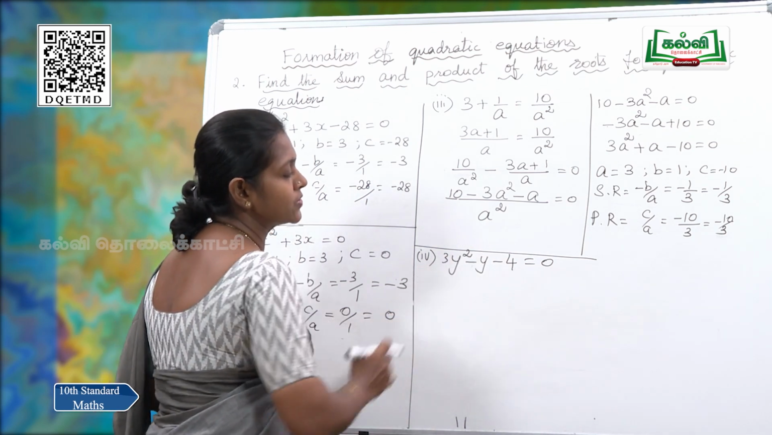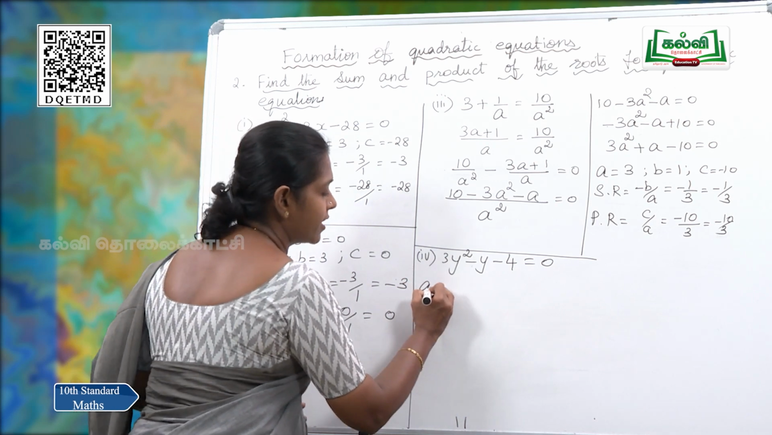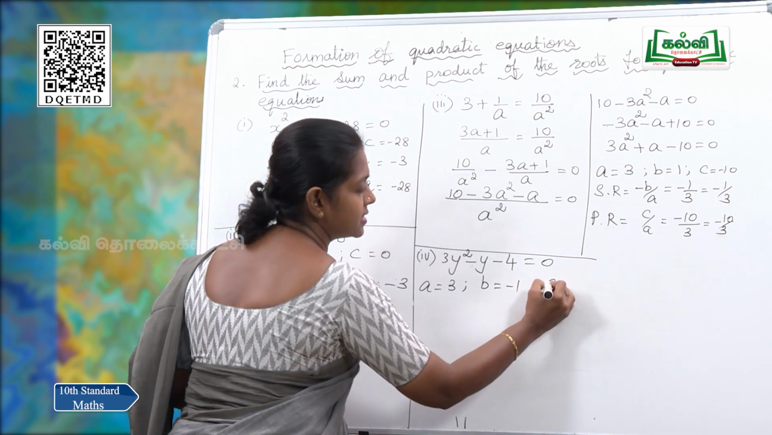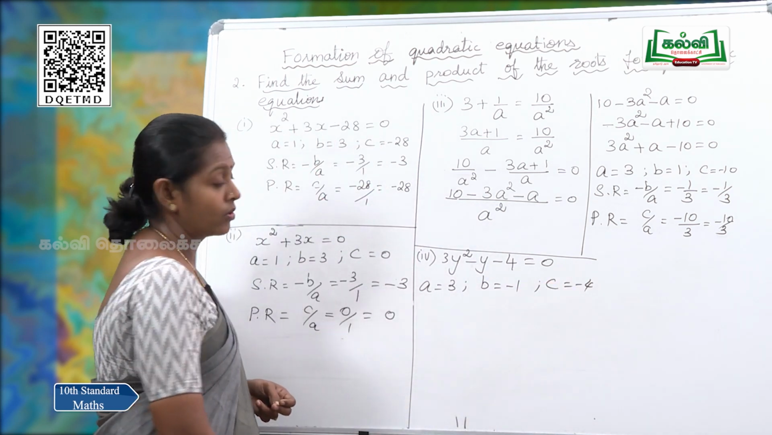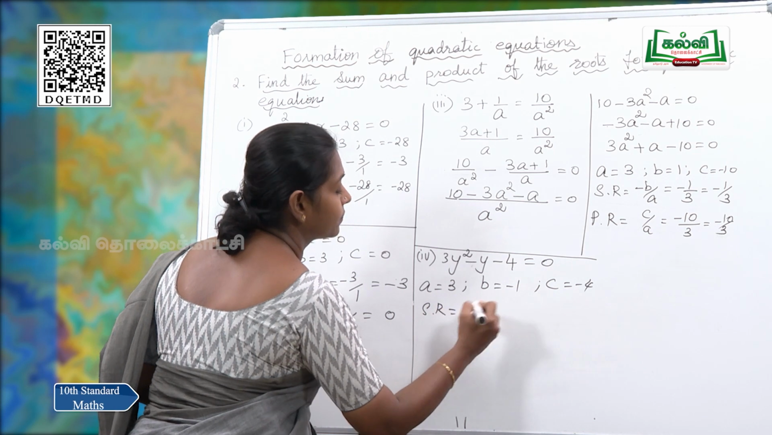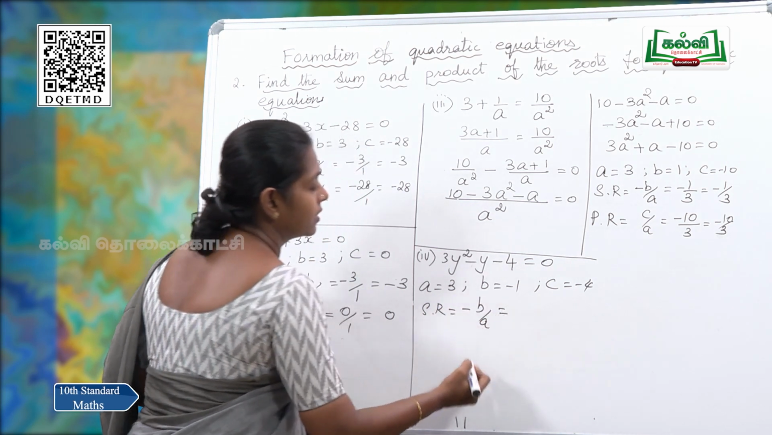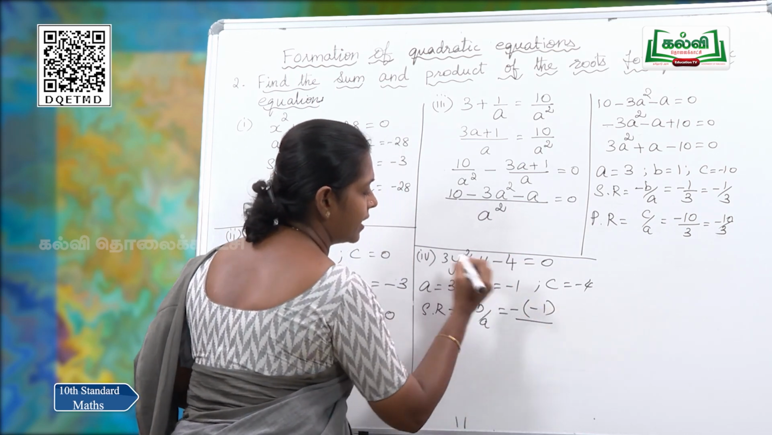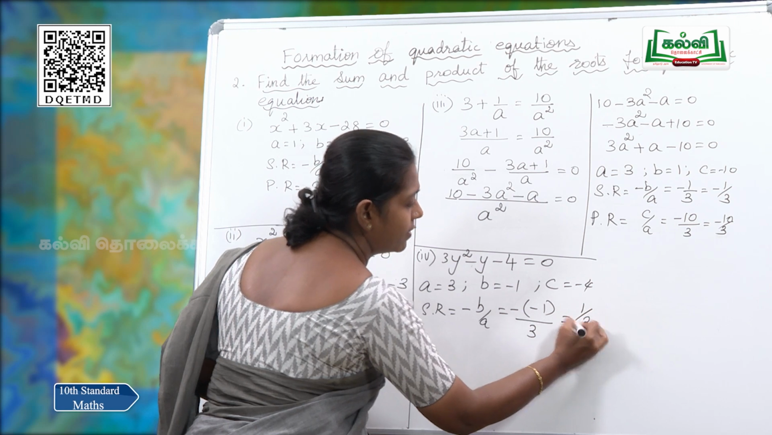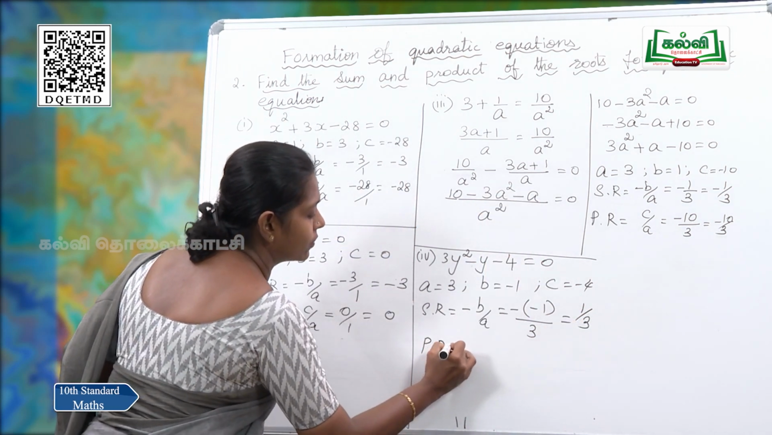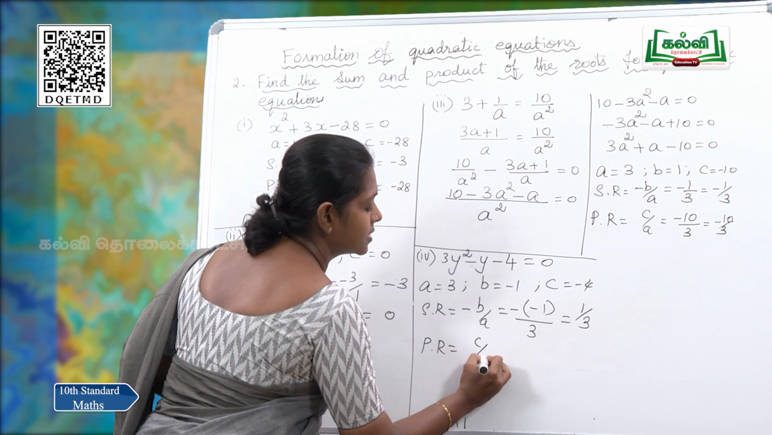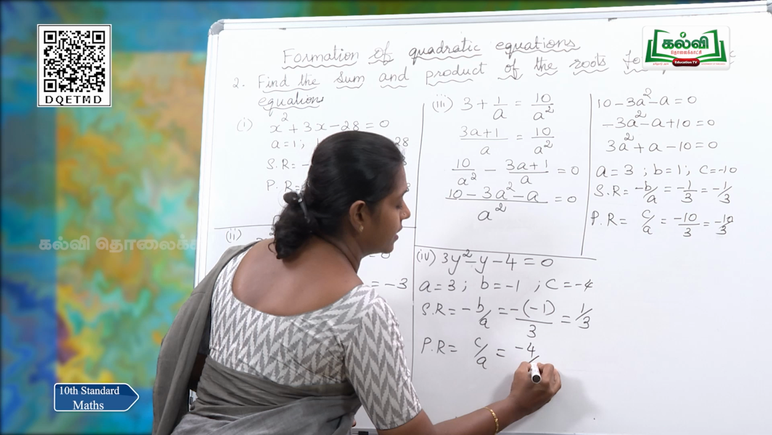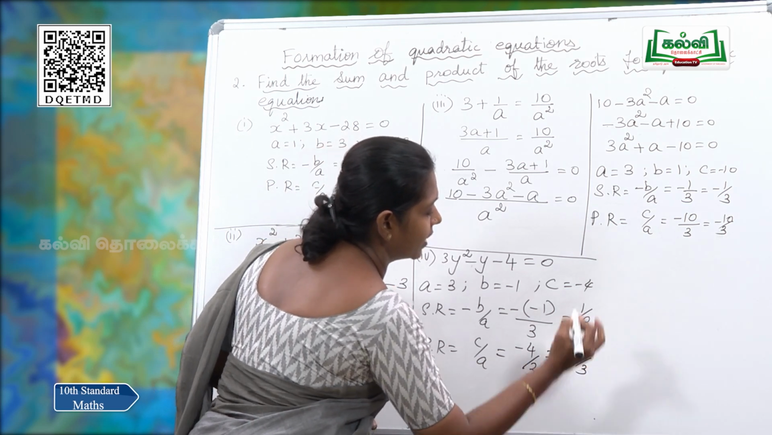3y squared minus y minus 4 equal to what? 0. So what is A here? 3. What is B? Minus 1, and C is minus 4. So the sum of the roots is minus B by A, that means minus B, which is also negative, by A is 3. It will be 1 by 3. Then the product of the roots, C by A. What is C here? Minus 4 by A, that means minus 4 by 3.